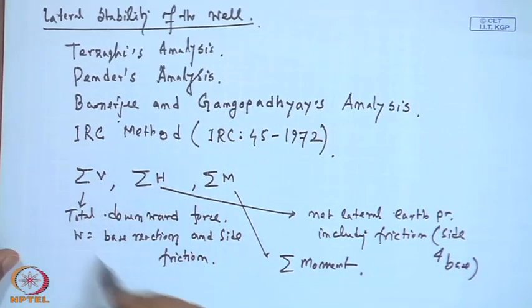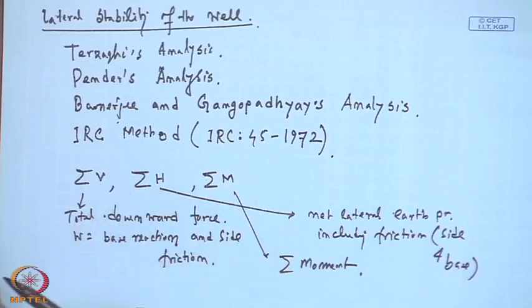So these are the three equilibrium conditions: summation of the vertical force, summation of the horizontal force, and summation of the moment, that you have to check. According to that, you have to check whether the well can resist this horizontal force, and the soil can resist this vertical force or the stress which is acting on the soil, and the moment which is acting on the well.